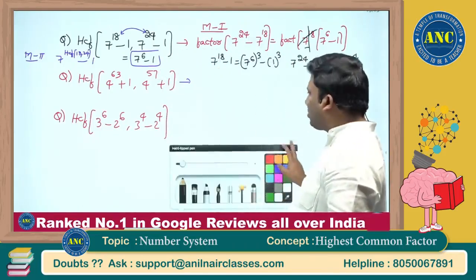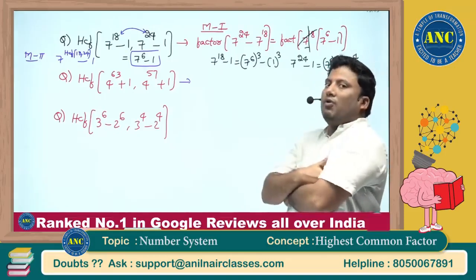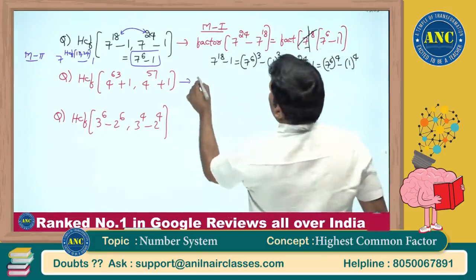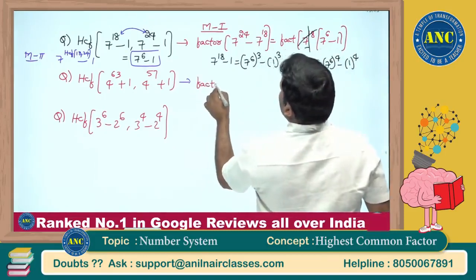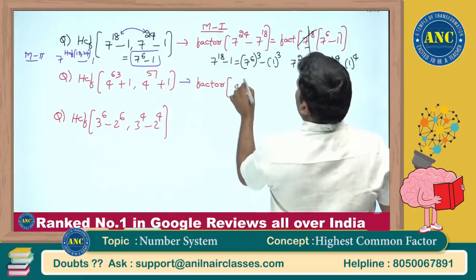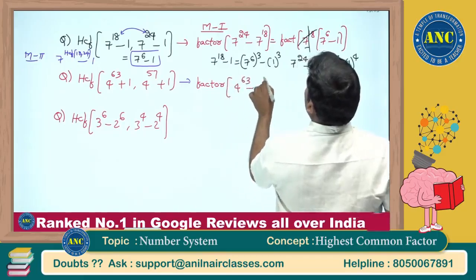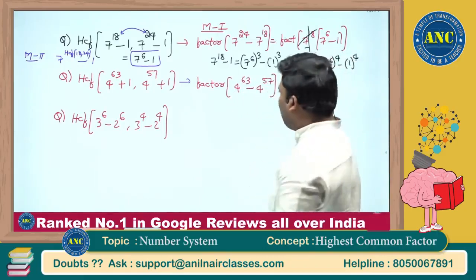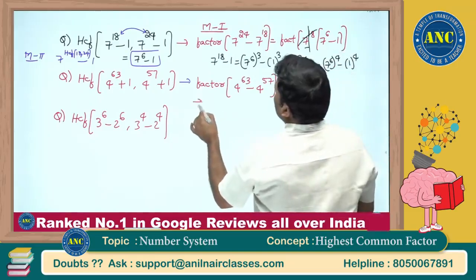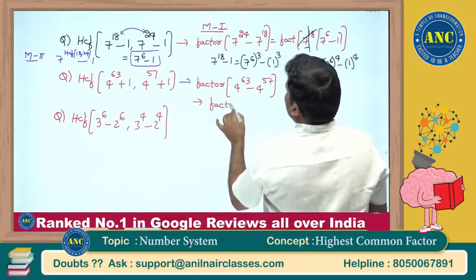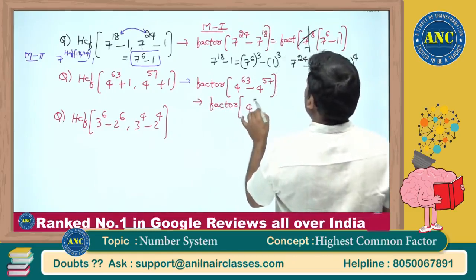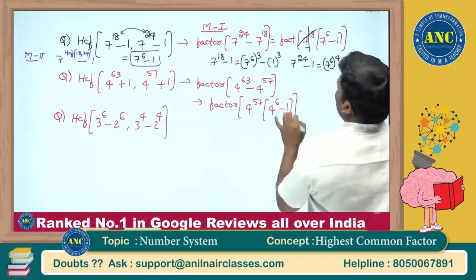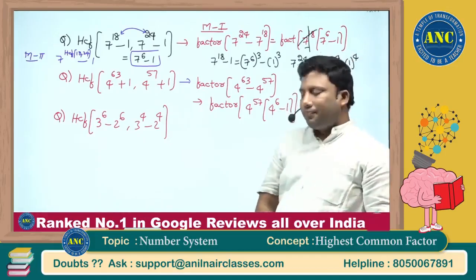Second one. HCF of 4 power 63 plus 1 and 4 power 57 plus 1. The answer will be a factor of their difference. So if I take the difference, 4 power 63 minus 4 power 57. The first number is greater than the second number, so this can be written with 4 power 57 common. If I take it out, this is 4 power 6 minus 1.